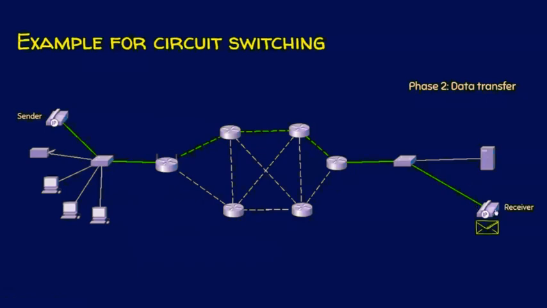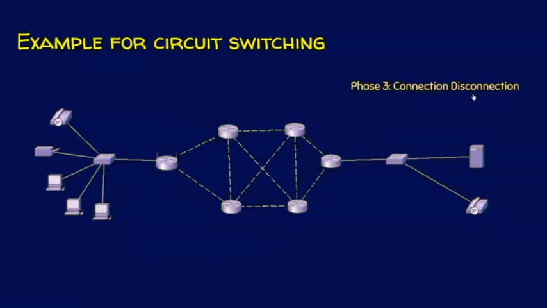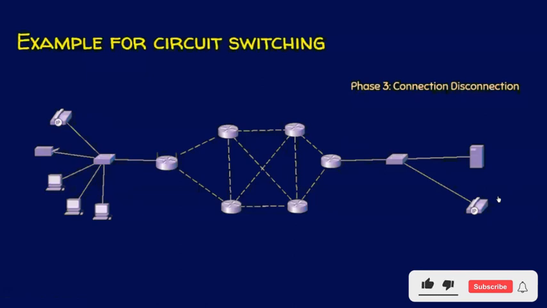After phase number 2, now comes phase number 3. Phase number 3 means connection disconnection. Now if you observe, the green lines are removed. It means the connection gets terminated. This is what circuit switching is. So far we have seen what is circuit switching, and this is the first technique in switching techniques.